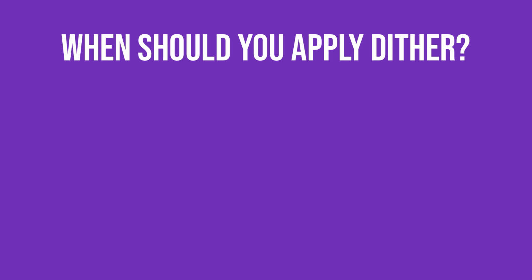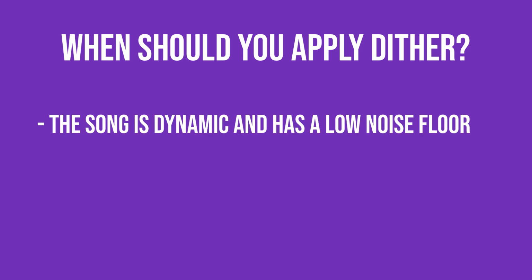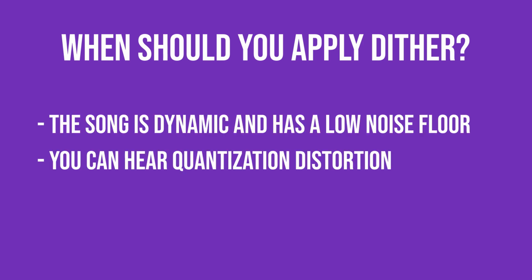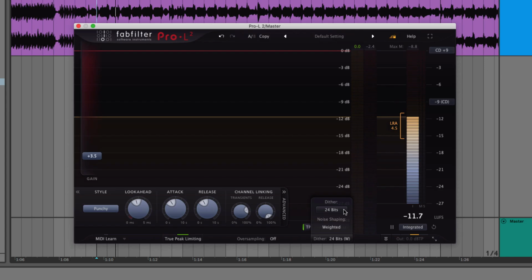So when does it make sense to apply Dither? Well, if you're working with a dynamic song and you can hear quantization distortion when you bounce the track, apply Dither and then bounce the song again. If you can't hear the effects of quantization distortion, don't worry about applying Dither. Having said this, keep in mind that 16-bit files are more susceptible to noticeable quantization distortion than 24-bit files. To deal with this, more noise is applied when you select a lower bit depth from the Pro-L2's Dither menu.